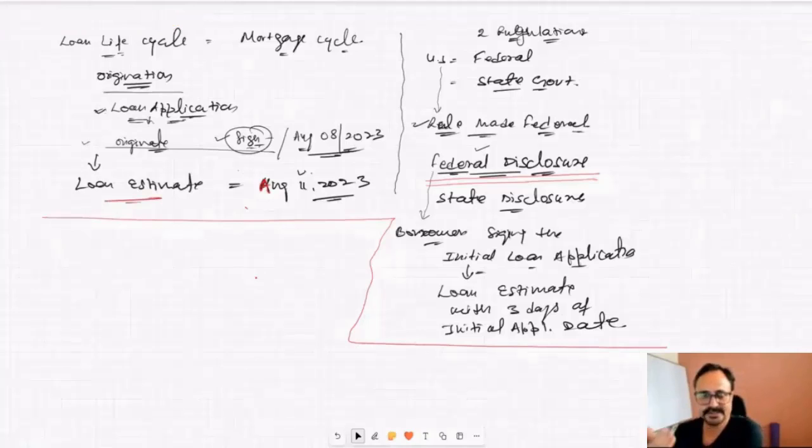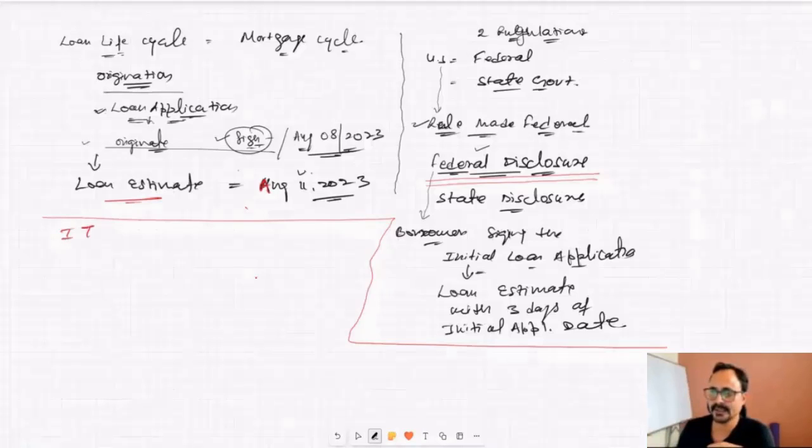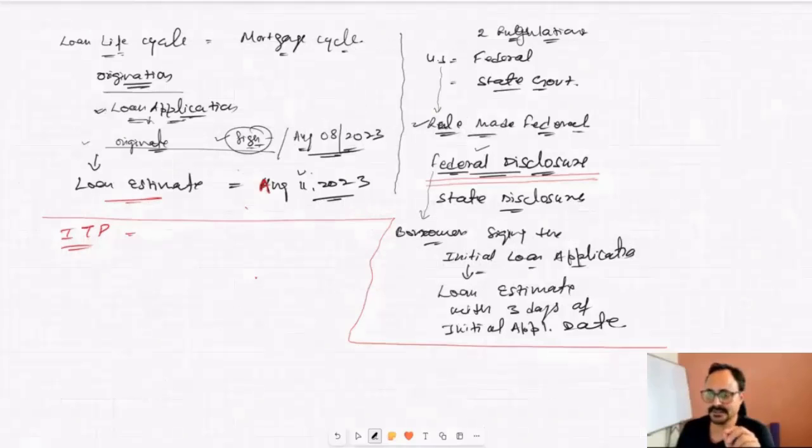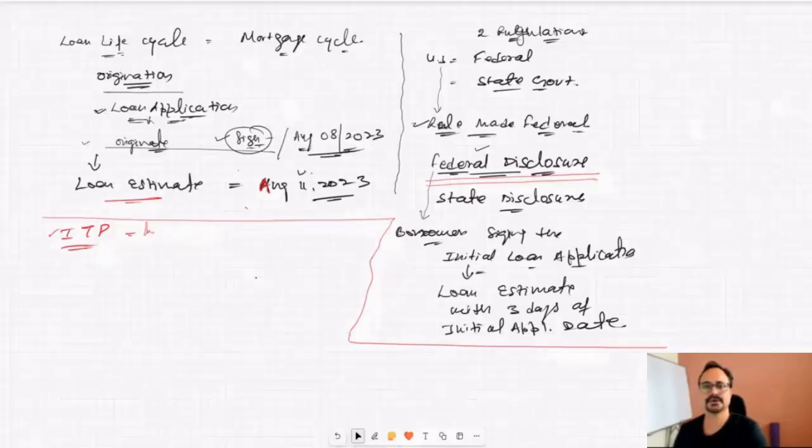Now, once the loan estimate is received by the borrower, what will happen next? He or she will go through the loan estimate, and after going through it, what is the borrower going to do? They are going to sign different documents, and they are going to tell the lender that yes, his or her intention is good to proceed. So that is called ITP. ITP is intent to proceed. That is the disclosure name. Intent to proceed means this intent to proceed document should be there. Who will give this ITP to the borrower? How is the borrower going to receive this ITP?